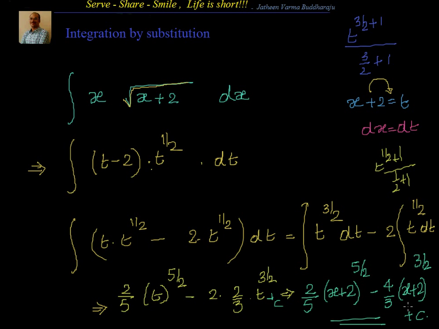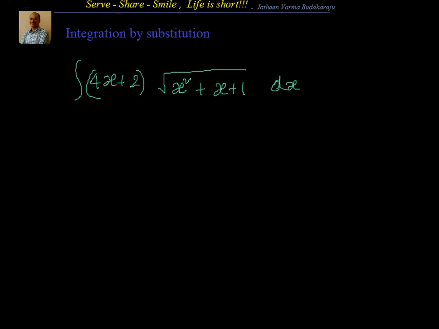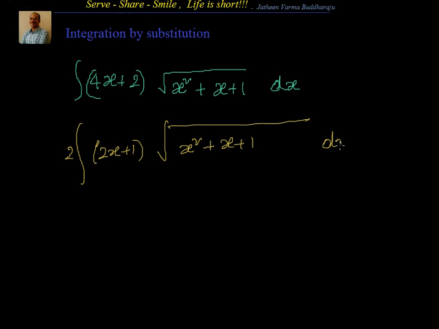Let's do a couple more problems. Let's look at one more example of the same type as what we have solved earlier. We have been asked to find the integral of 4x plus 2 into square root of x square plus x plus 1. Now, if you remember, I told you we always have to look for the function whose derivative is already available in the problem itself. Now I have 4x plus 2. Can I write it as 2 into 2x plus 1 into square root of x square plus x plus 1 into dx.